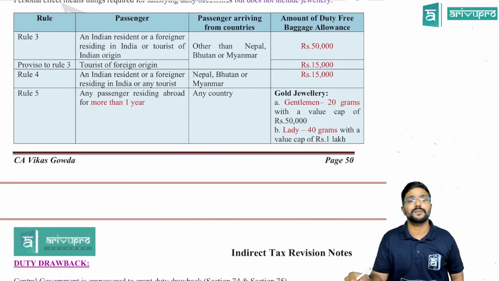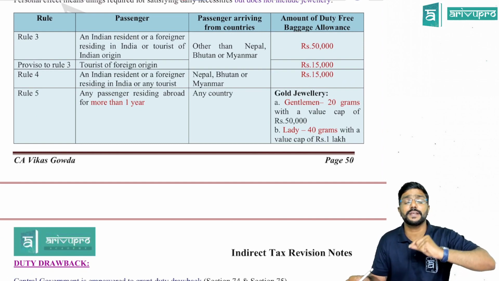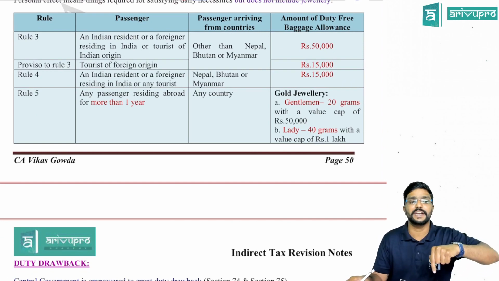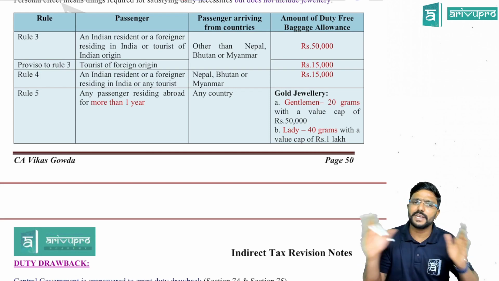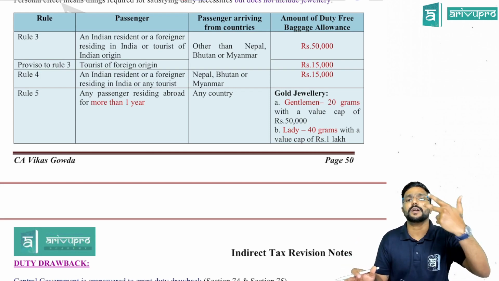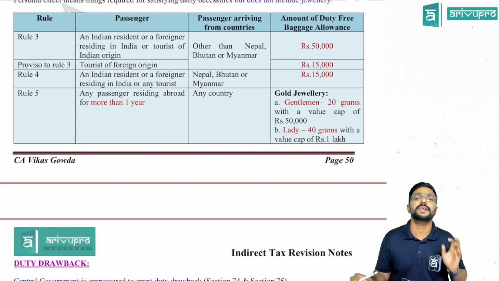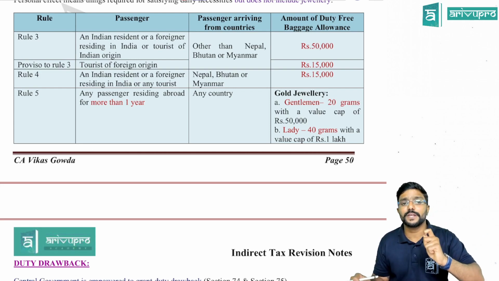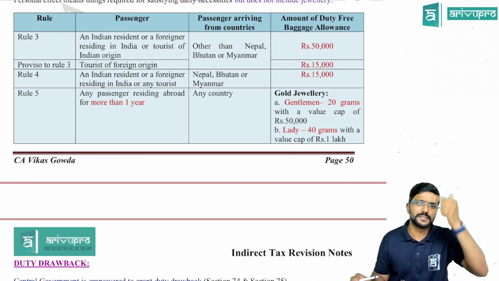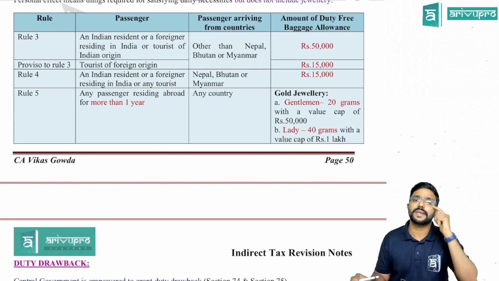What are those? One by one. Rule 3 tells that any person who is coming to India, who is an Indian resident or a foreign resident but residing in India, or a tourist of Indian origin, if they are coming to India from any country other than Nepal, Bhutan or Myanmar, then they can bring goods whose value is up to 50,000 without paying any duty. Then the proviso to rule 3 says a tourist of foreign origin, if coming from any country other than the same 3 countries, can bring goods of value up to 15,000 without paying any duty.